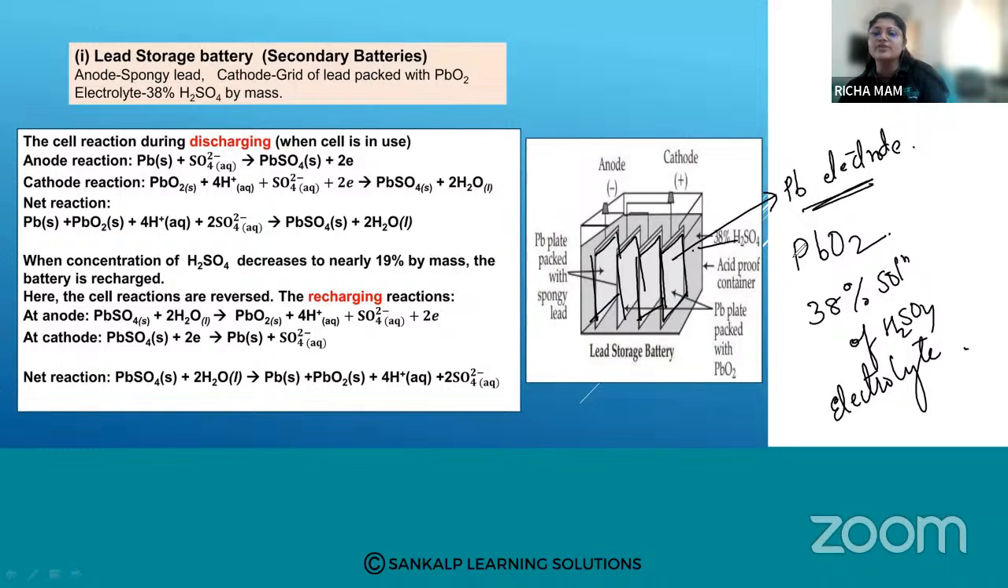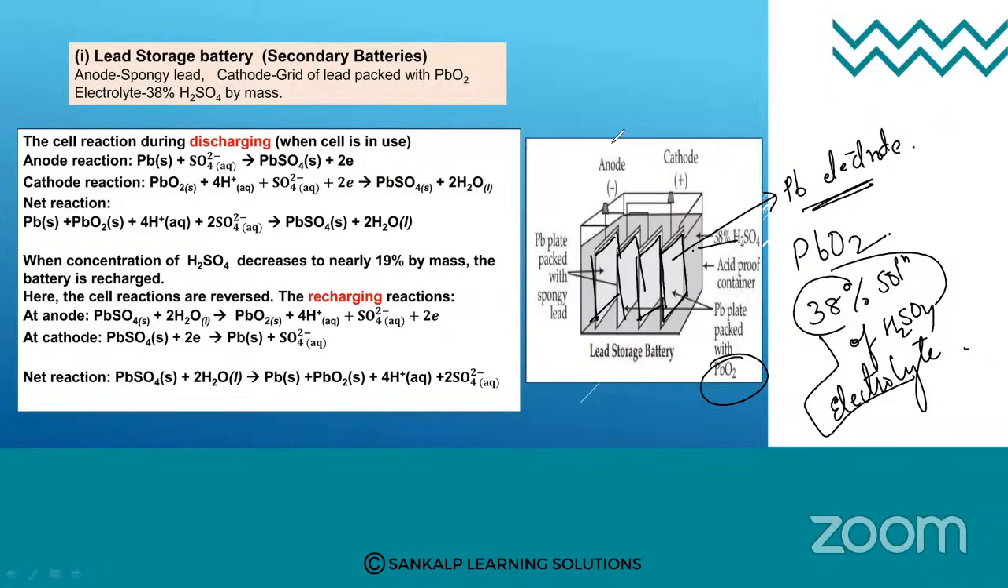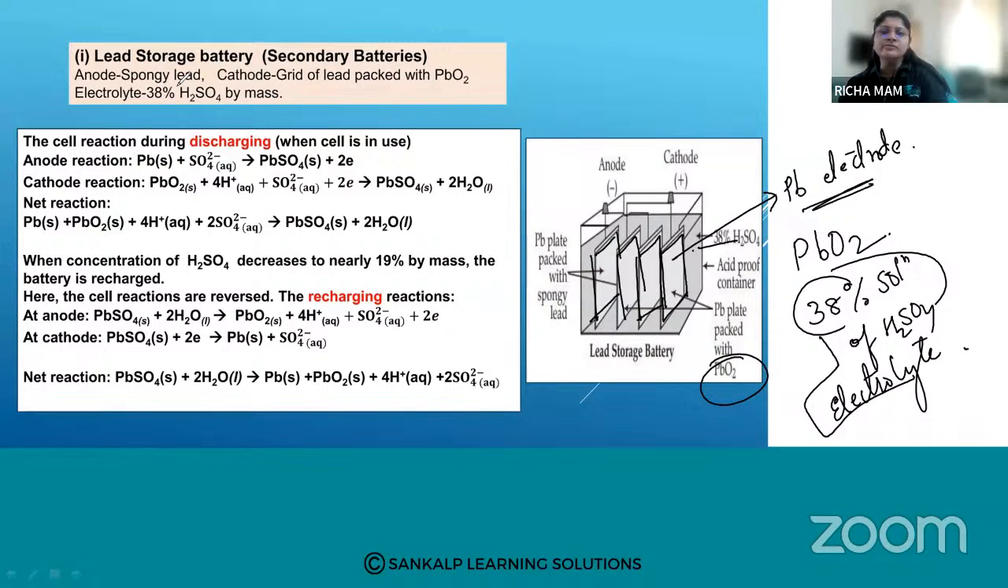Then in between, what is filled? PbO2, that is the cathode. The cathode is filled with PbO2, and there is a solution of 38% H2SO4, which is acting as an electrolyte. And this is put into the plastic container. Let us see what the cell reactions are. Here the cell reactions are given.